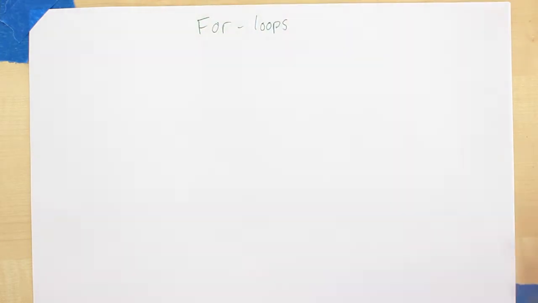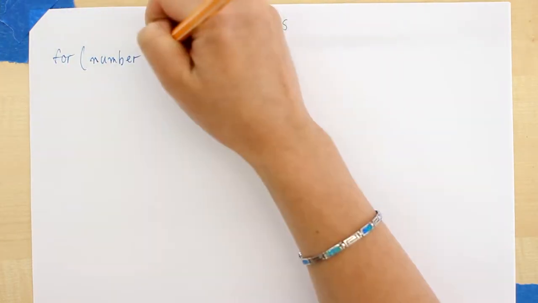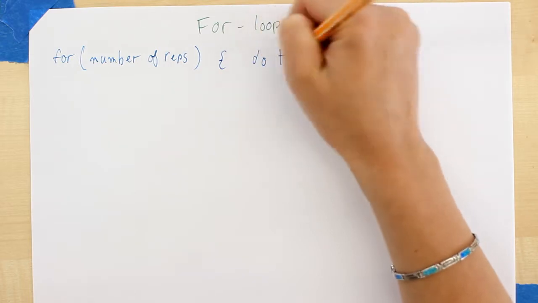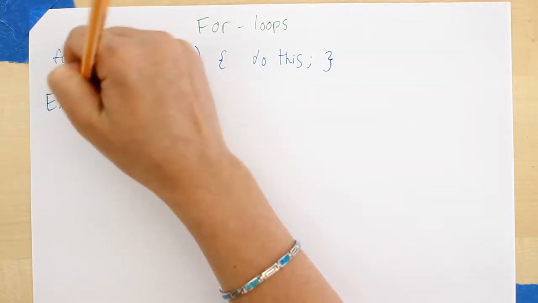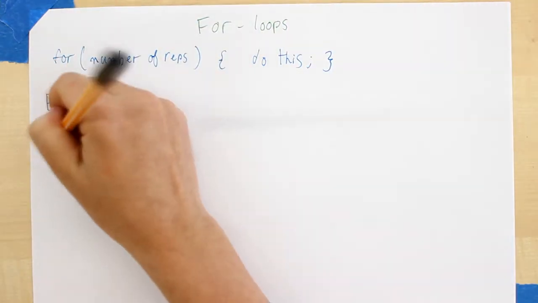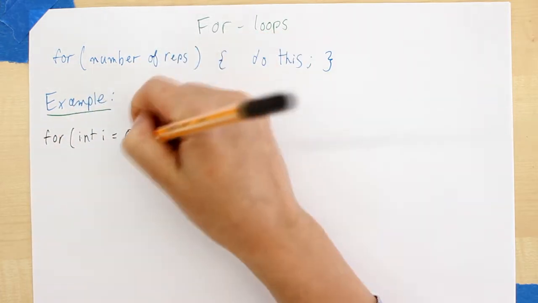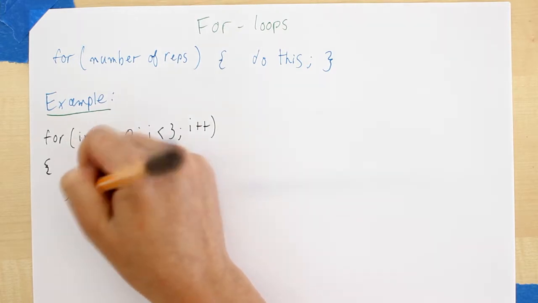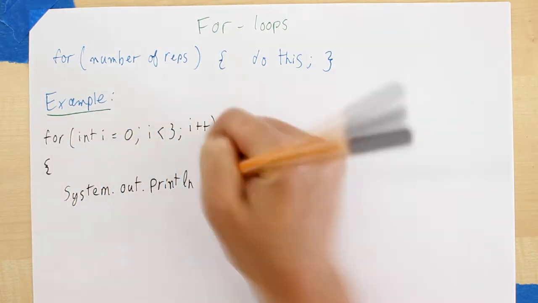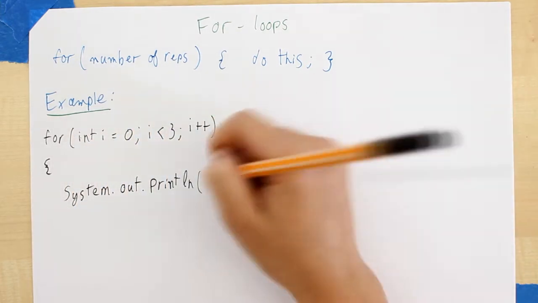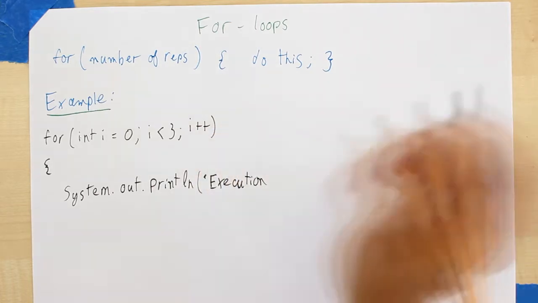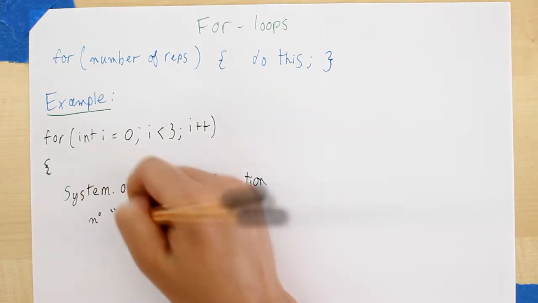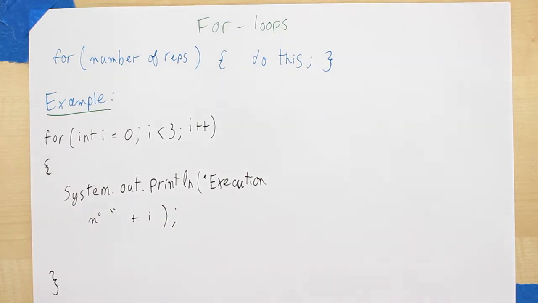For loops look a bit like this. For a certain number of repetitions, do a certain thing. For example, we could have for int i equals 0, i is less than 3, increment i by 1. So the do this part of it would be System.out.println execution number i. This is a quite classic design, but your loop might not look exactly like this.